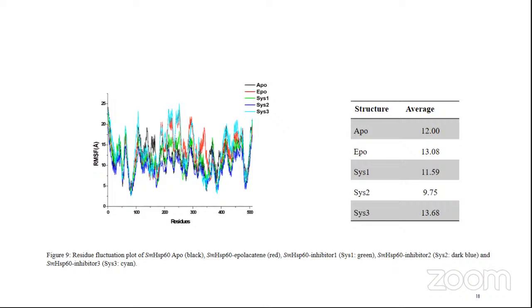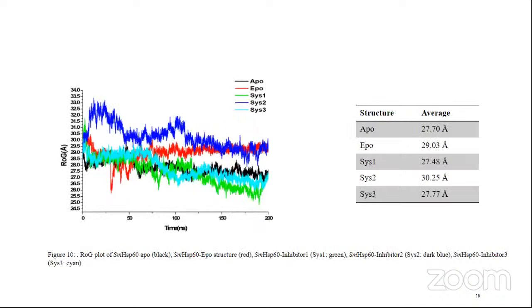Inhibitor 2 was shown to have the lowest residual fluctuation, and certain regions of relatively low dynamic fluctuations shown in the graph could be an indication of the residues that are important during ligand binding, as well as structure stabilization during binding. The compactness of the structure was determined using the radius of gyration.